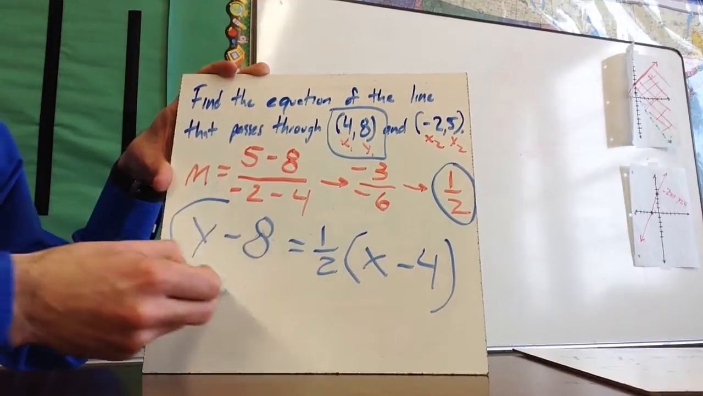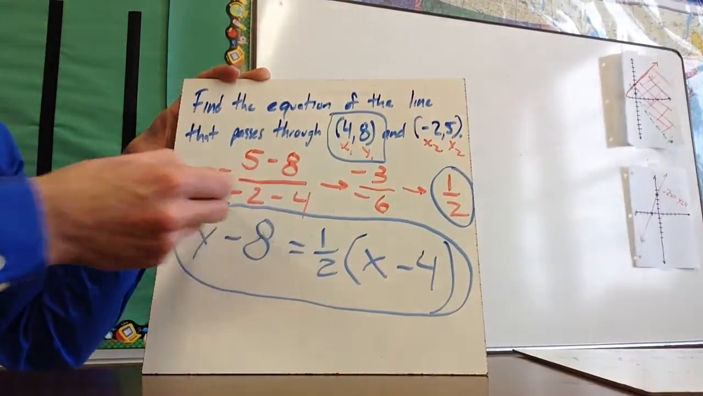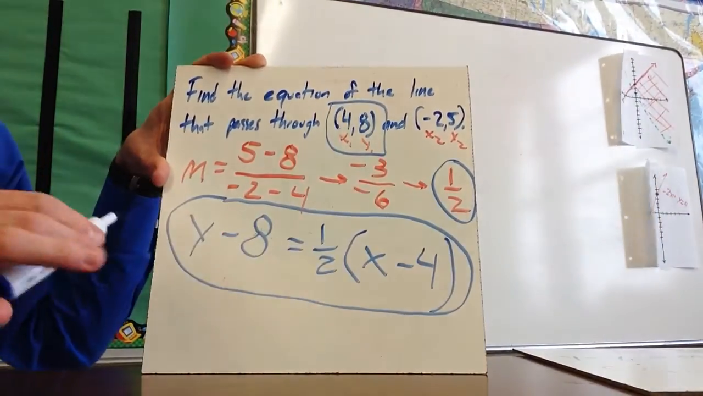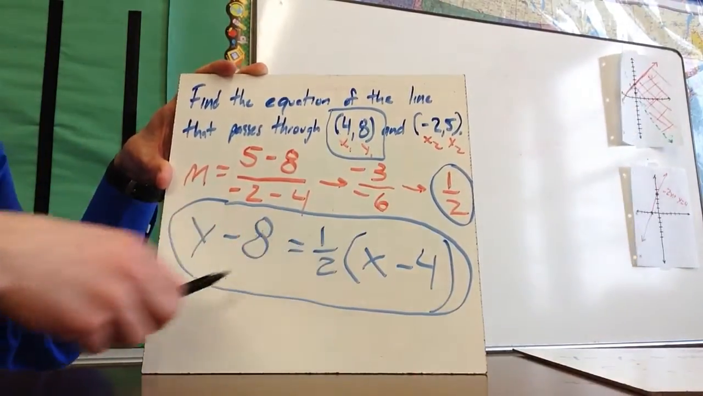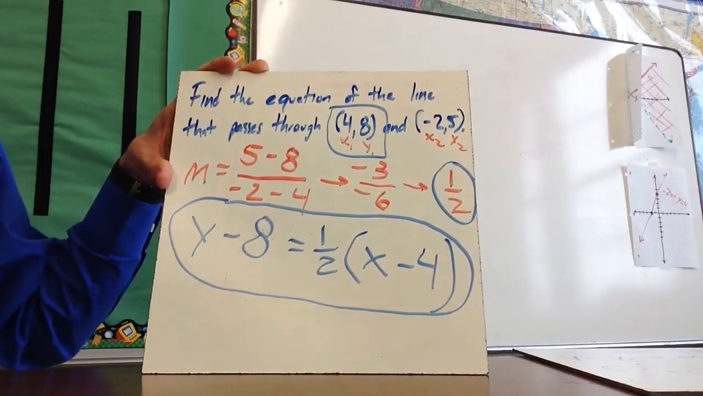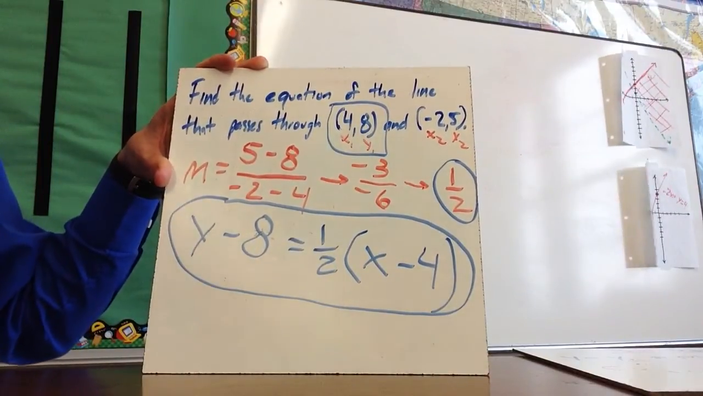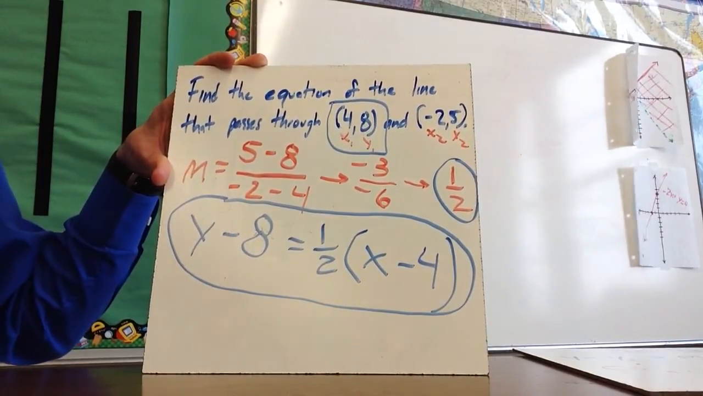Now, the problem is a lot of people don't realize, but you're done there. Right? People start distributing, which you can do, and if you were to start distributing and then start simplifying, you could actually get it to y equals mx plus b. However, if I want to leave it in point-slope form, I can just leave it like this.